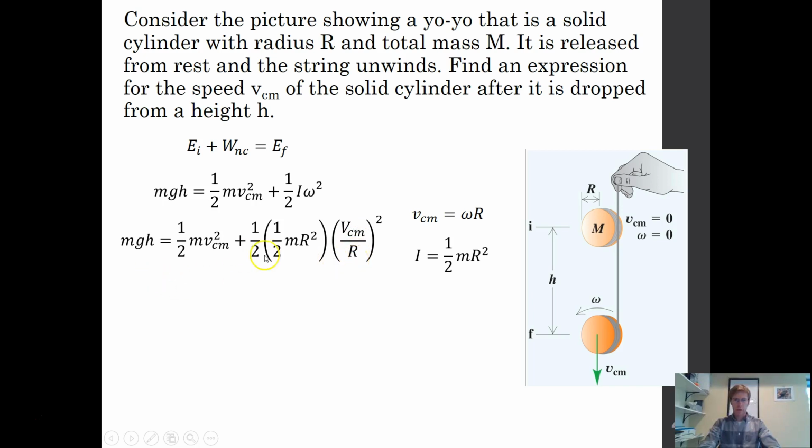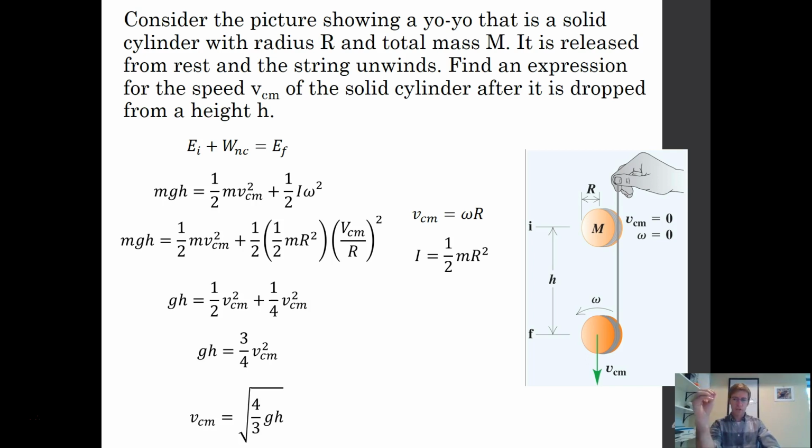All right. So now if you go ahead and solve this, what you can observe, first of all, the m's can cancel, since there's an m in all three terms. Here I'm going to have r squared on bottom and r squared on top, so the r's will cancel. And so this should reduce to just gh equals 1/2 v squared plus 1/2 times 1/2, so 1/4 v squared. I think this is a typo, this capital V should be lowercase, but it's the same v. So now I have gh equals 1/2 plus 1/4 v squared. 1/2 plus 1/4 is just 3/4. So solving for v, it's just the square root of 4/3 gh.